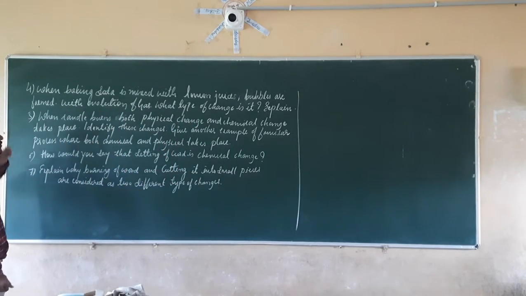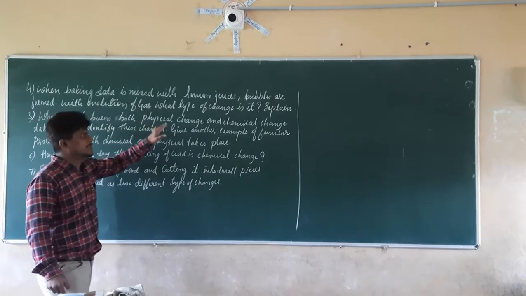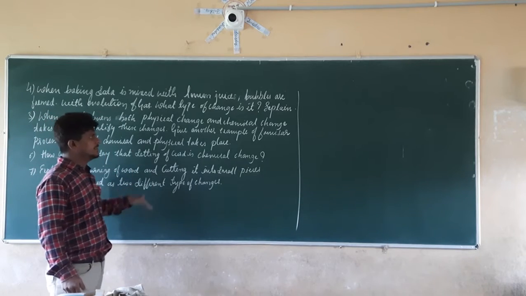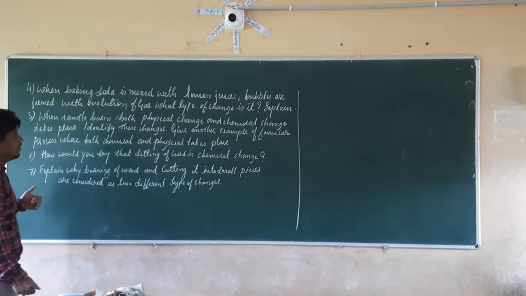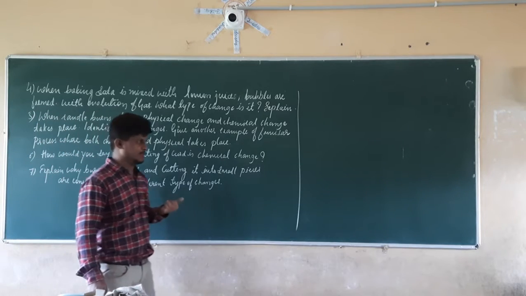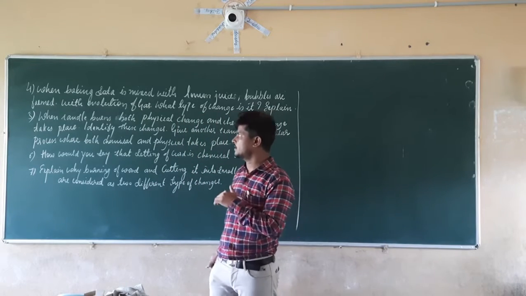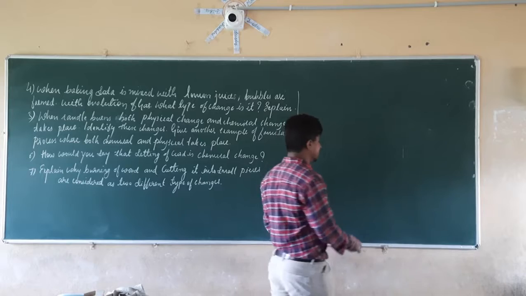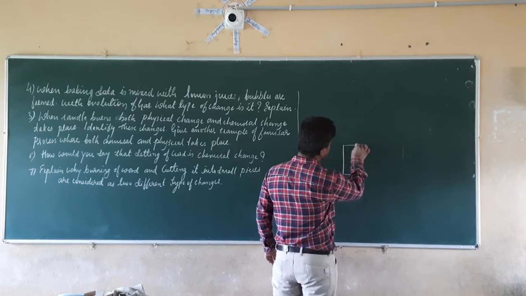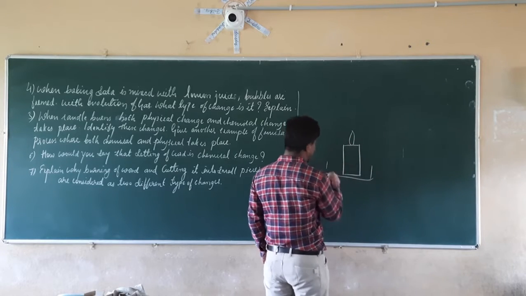Now let us take the 5th question. When a candle burns, both physical change and chemical change take place. Identify these changes. Give another example of a similar process where both chemical and physical changes take place. What is given in this question? When a candle burns, both physical and chemical change occur. So let this be the candle here.